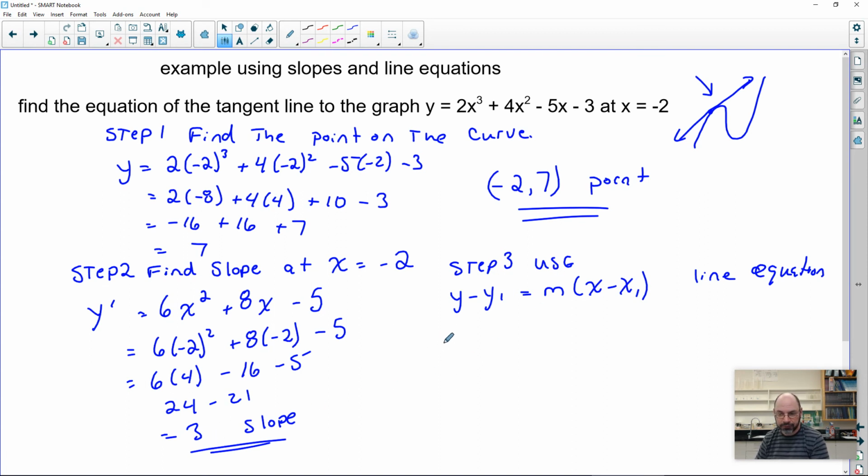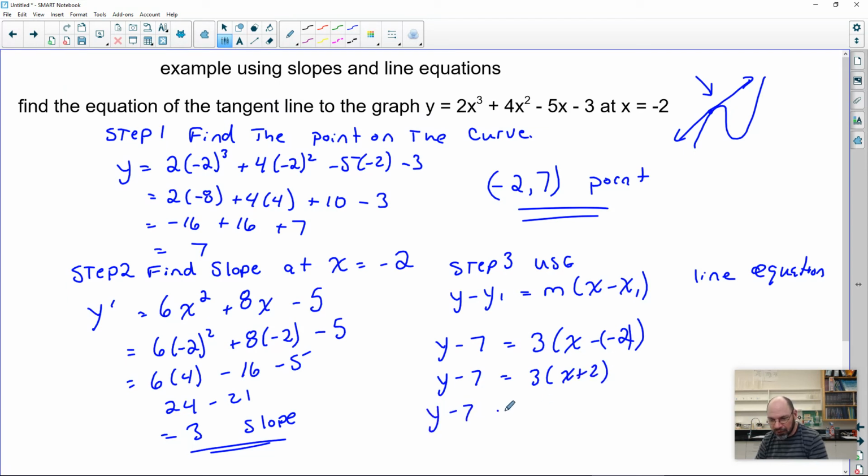So y minus 7 equals 3 times x minus negative 2. Sorry about my throat there. Y minus 7 equals 3 times x plus 2. Y minus 7 equals 3x plus 6.